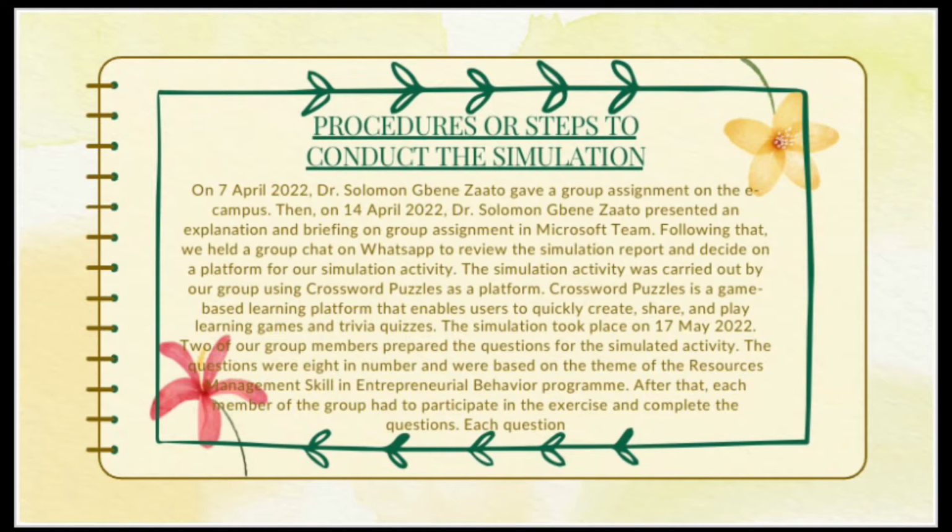Two of our group members prepared the questions for the simulation activity. The questions were 8 in number and were based on the theme of resource management skill in the entrepreneurial behavior program. After that, each member of the group had to participate in the exercise and complete the questions. Each question must be answered in less than 60 seconds and each correct answer will earn a mark.